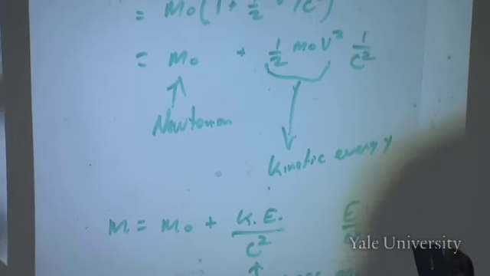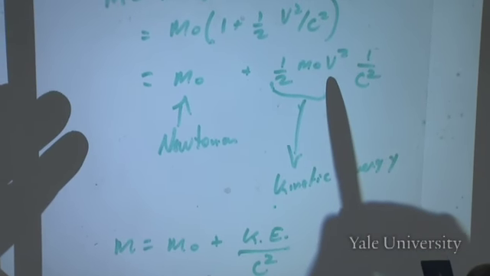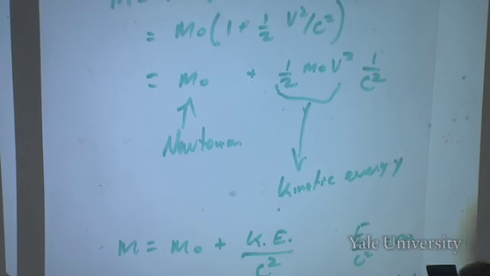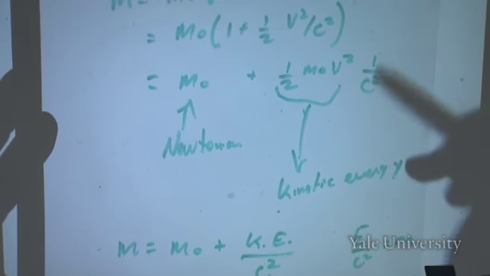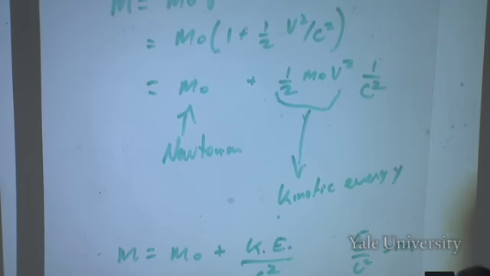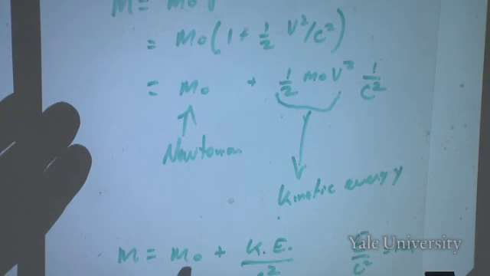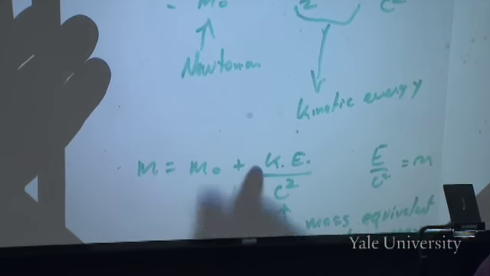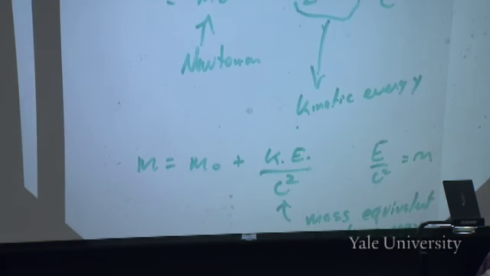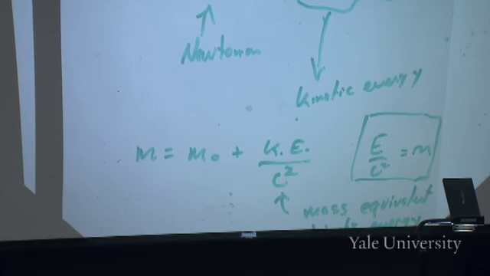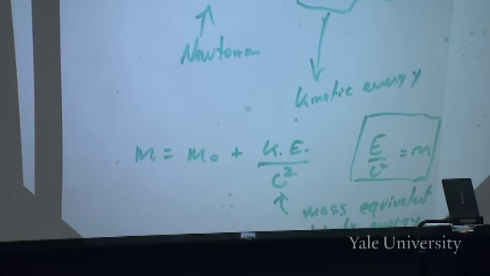1/2 mv squared is, in Newtonian terms, the kinetic energy, and it appears here divided by c squared. And so a way you can write this is that the inertial mass is equal to the rest mass plus the kinetic energy divided by c squared. And that is an example of the fact that energy divided by c squared is another way of expressing mass.